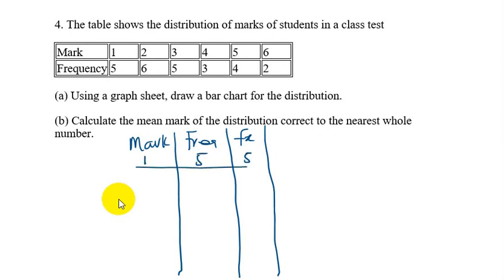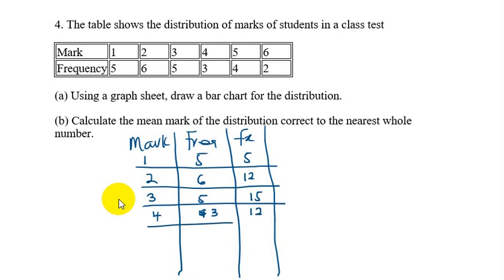Okay, we have mark 2, we have frequency 6. If you multiply, you are getting 12. If we have mark 3, we have frequency 5, we are getting 15. Sorry, if we have mark 4, we have frequency 3, we are getting 12. Okay, if we have mark 5, we have frequency 4, we are getting 20.